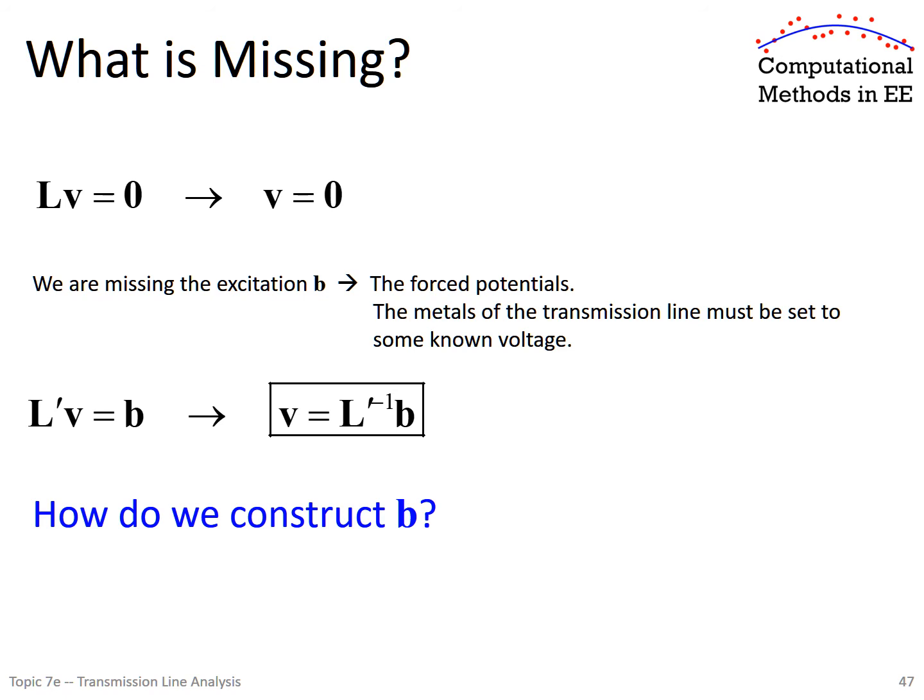So the question is, how do we construct B? And it will turn out that we also have to modify L. So we have to change L and B to build in our forced potentials. And by forced potentials, I'm talking about the voltage that we apply to our metals.